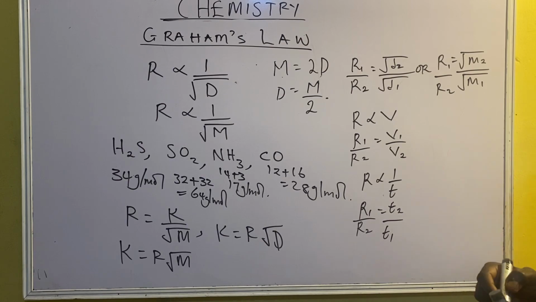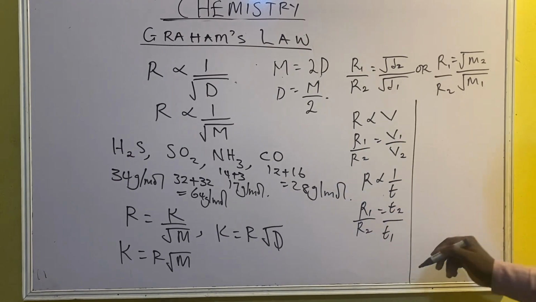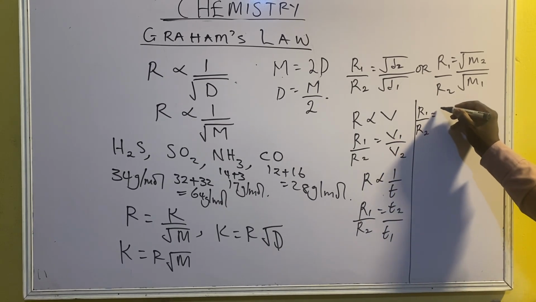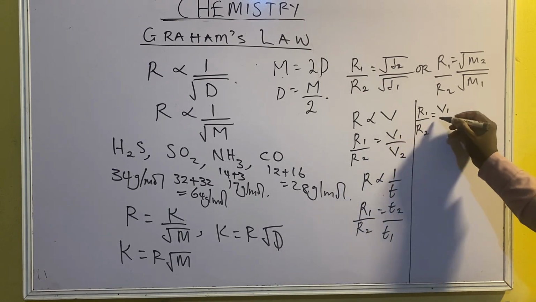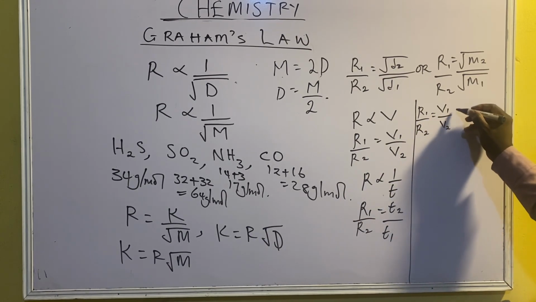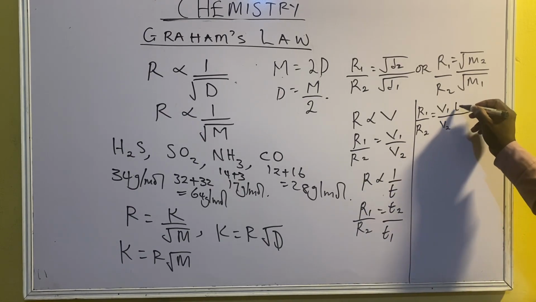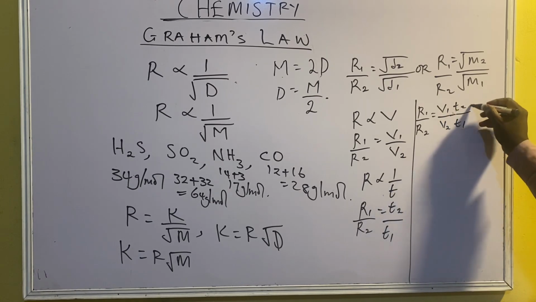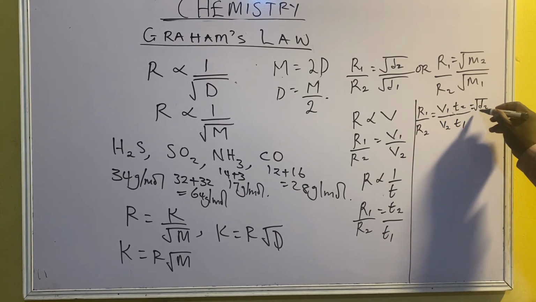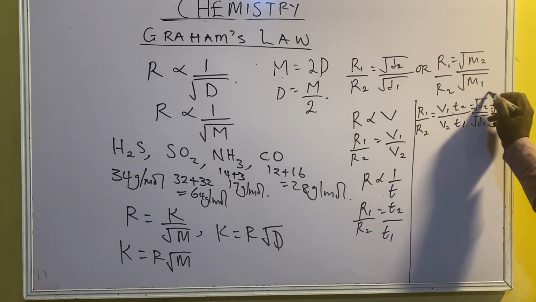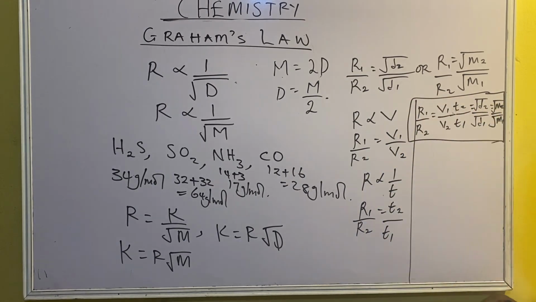Now, marrying all these together, how will you now have it? If you are to marry everything together, it therefore means that R1 over R2 is equal to what? Your V1 over V2. Let me marry these two. That's T2 over T1 equals to what? Density 2 over density 1, and then molecular weight 2 over molecular weight 1. So this is the entire formula you can have.